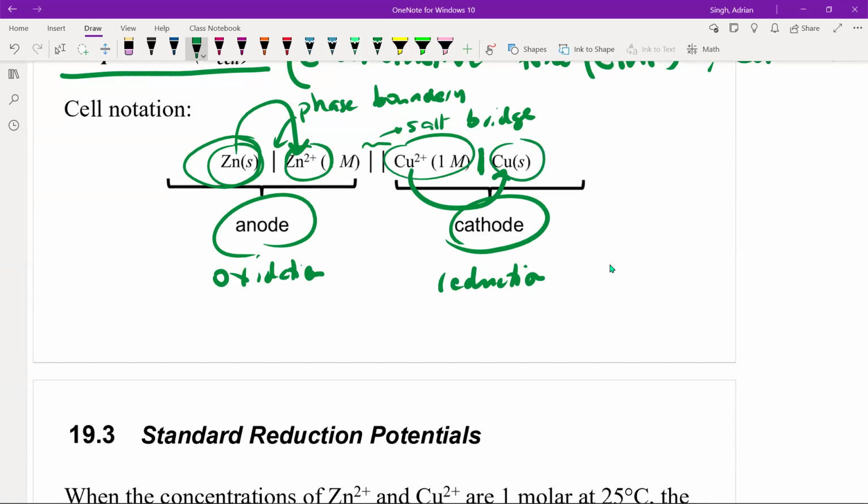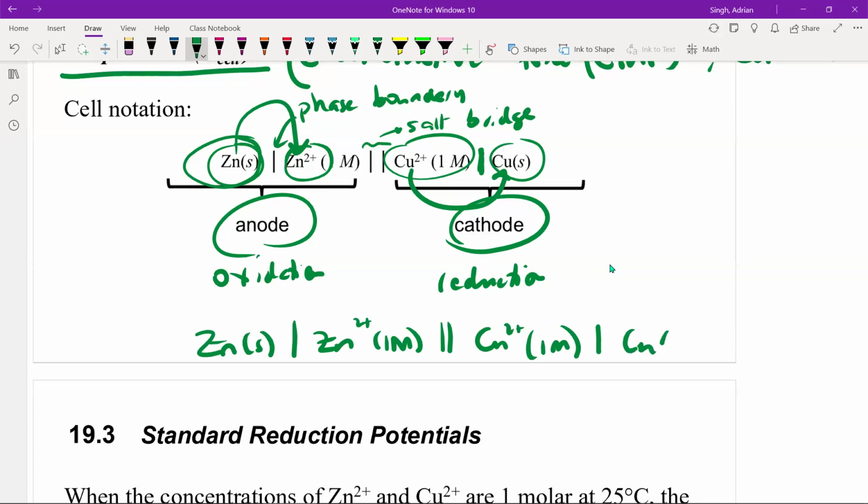So we have our anode, our oxidation, on the left side, the zinc electrode, with the metal separated from the aqueous solution. Here we have our 1 molar; we typically represent the concentration. We have our salt bridge, and then we have the cathode, reduction, on the other side. In this case, the copper 2+, again 1 molar, and our phase boundary with the copper metal, the copper electrode, on that side. That's the typical cell notation that we're going to be seeing from this point onwards.